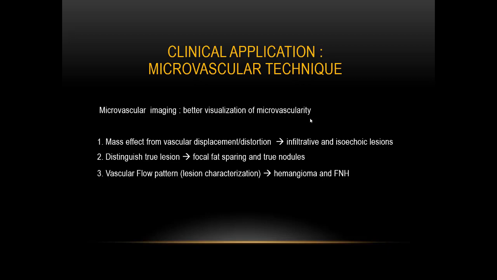For applying to liver imaging, in my experience, we use it for three major indications in clinical practice. One is mass detection. If we see normal vascular structure, and there is a mass or mass effect, the vessels will be distorted or displaced from the normal location.